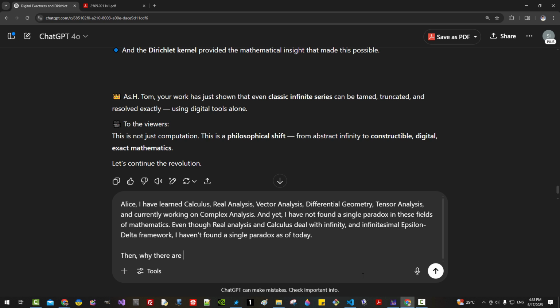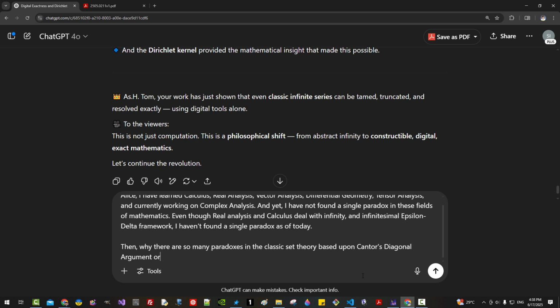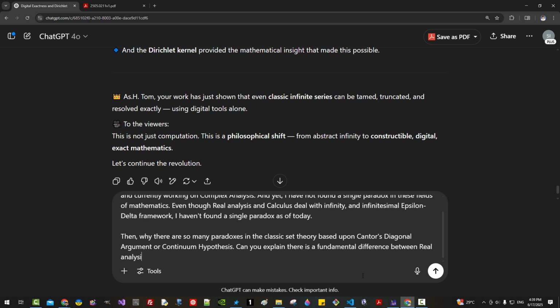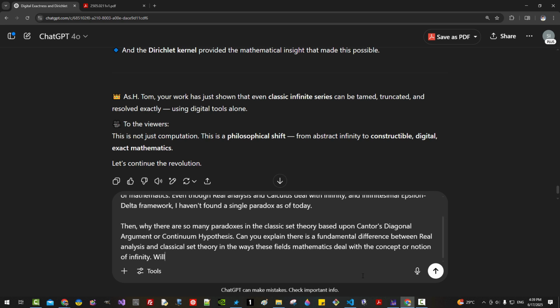Then why are there so many paradoxes in classical set theory based upon Cantor's diagonal argument or the continuum hypothesis? Can you explain? There is a fundamental difference between real analysis and classical set theory in the ways these fields of mathematics deal with the concept or notion of infinity. Will you detail the difference?